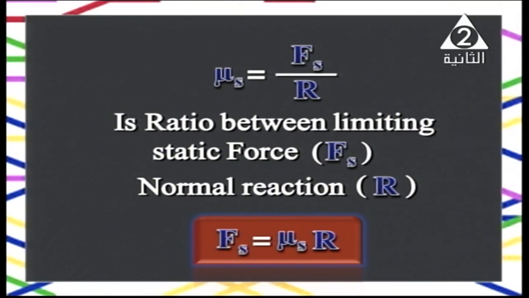If we find mu s times R, this is the static friction force. If we want to find mu s, we divide Fs by the normal reaction R. My dear student, mu s is the ratio between Fs and R, but Fs is mu s times R.